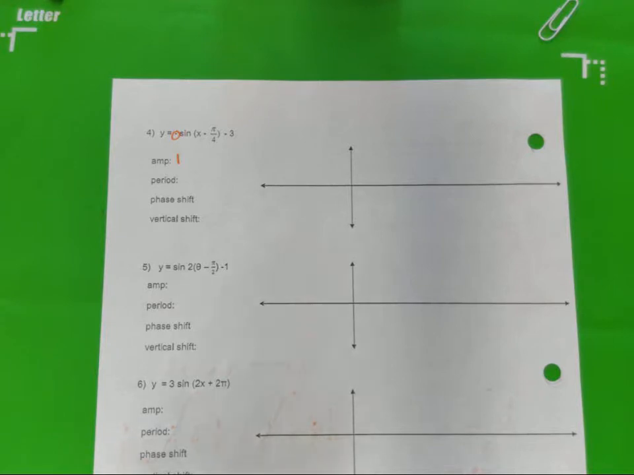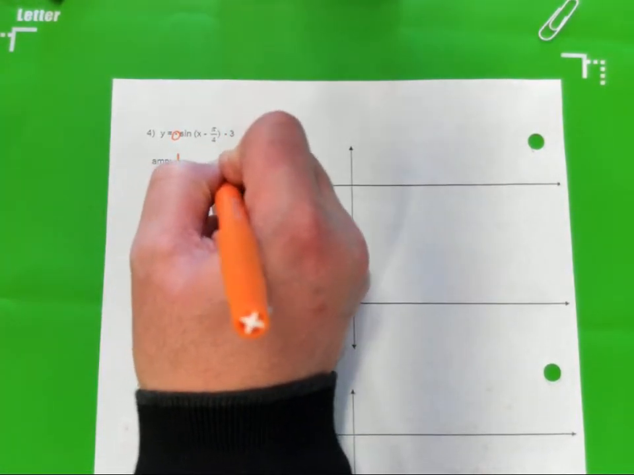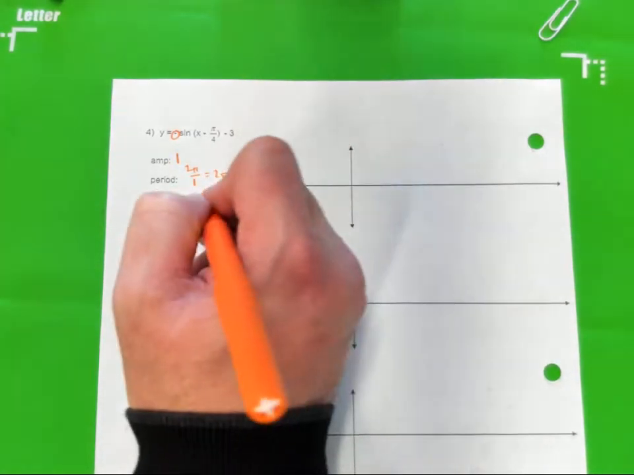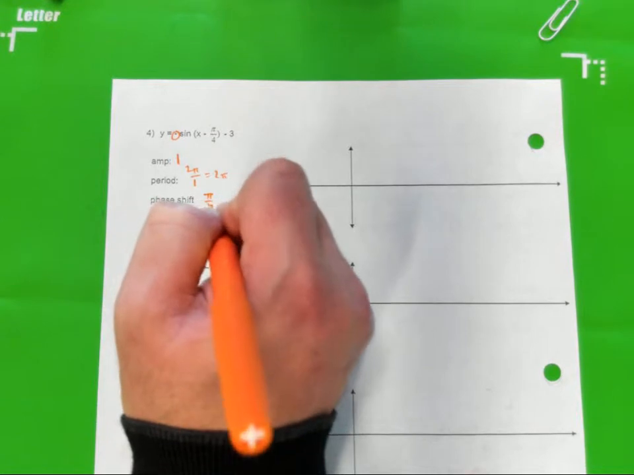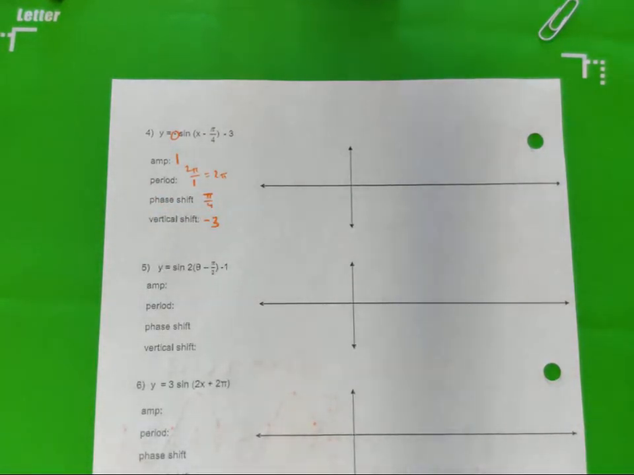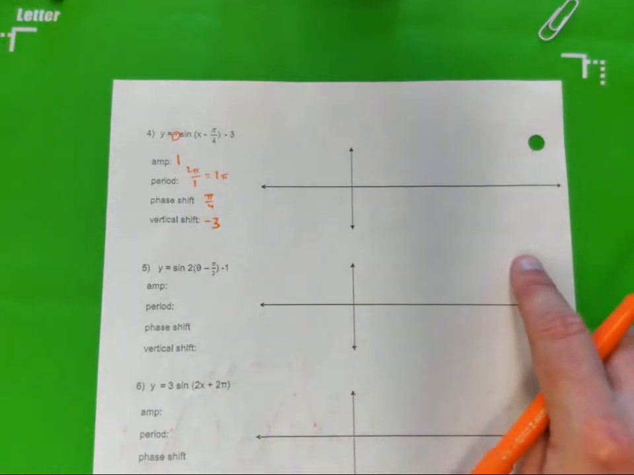My period is 2 pi divided by b. What is my b? 1, so it's 2 pi. Do I have a phase shift? What is it? Pi over 4. What is my vertical shift? Negative 3. Phase shift is opposite what you see, but vertical shift is what you see. Does the negative change that? The negative is going to reflect it, but it's not going to change the amplitude, but in our table it's going to change it, okay?